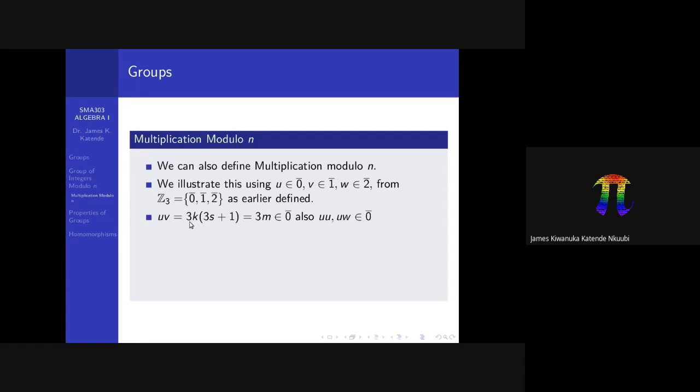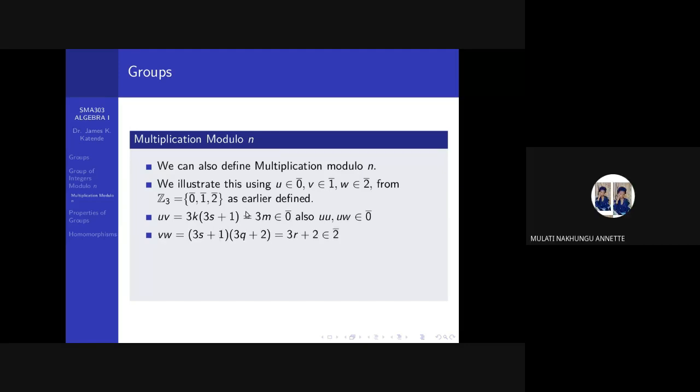And when you multiply this, you will get a multiple of 3. So it means U and V will give you 0. You do the same for the others. If you multiply U and W, you will get 0. Anything, if you multiply 0 by any of the others, you get 0.